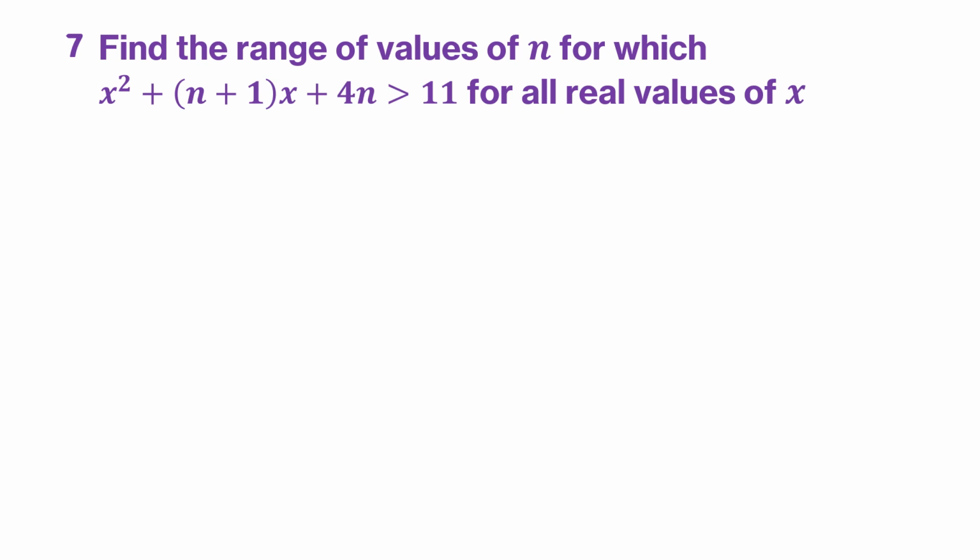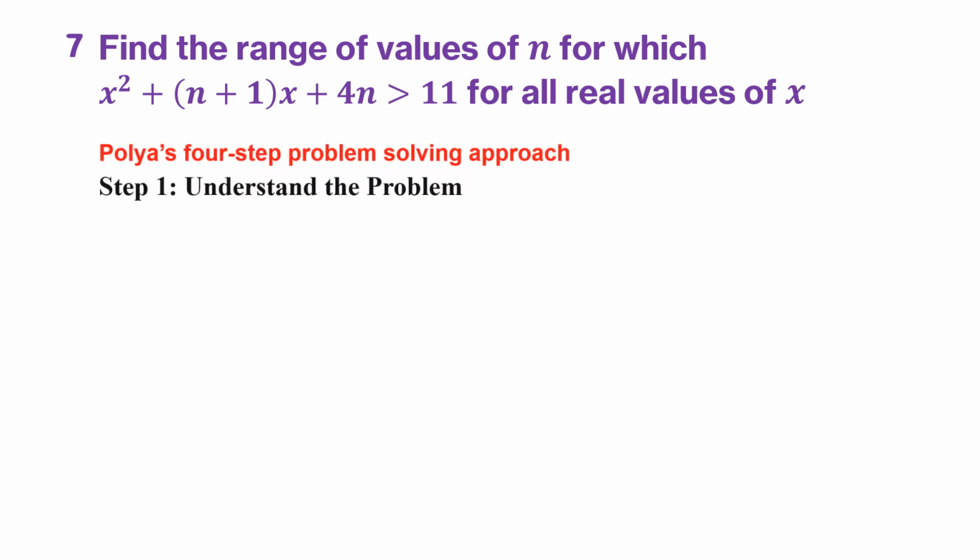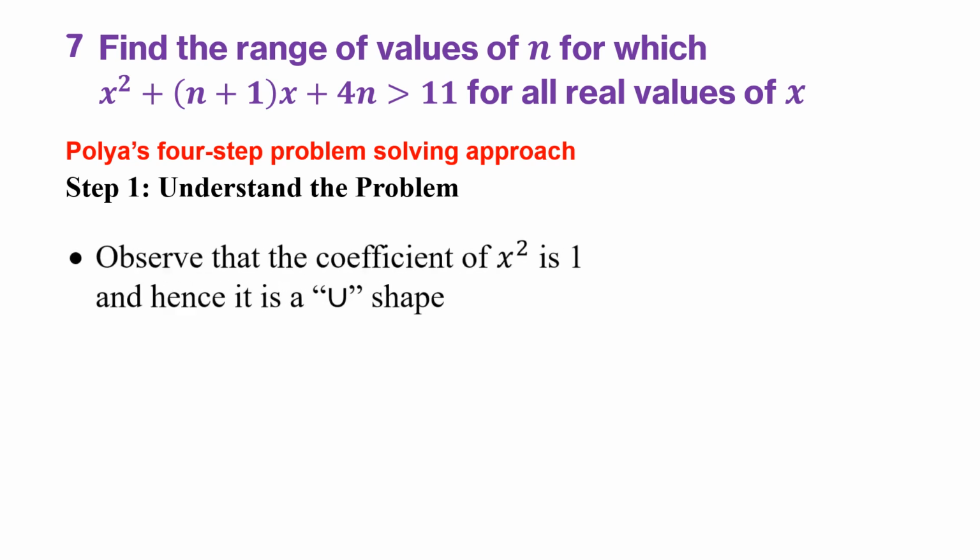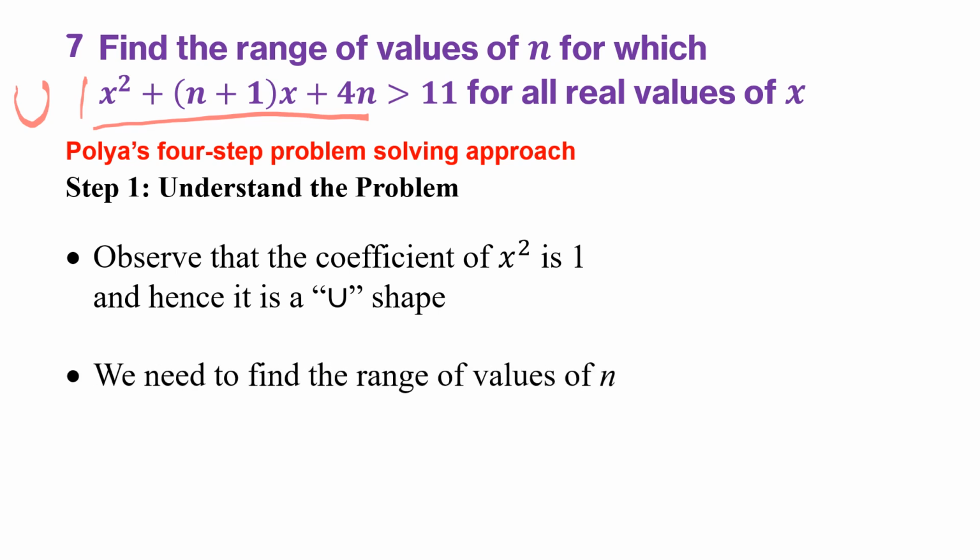What do you mean by understanding the problem? First of all, we understand that the coefficient of x squared is 1. So we're actually dealing with a U-shaped curve. Then what is it that we need to find? We know that the answer we'll be getting is a range of values of n. So it's something to do with inequalities. This part here is dealing with inequalities.